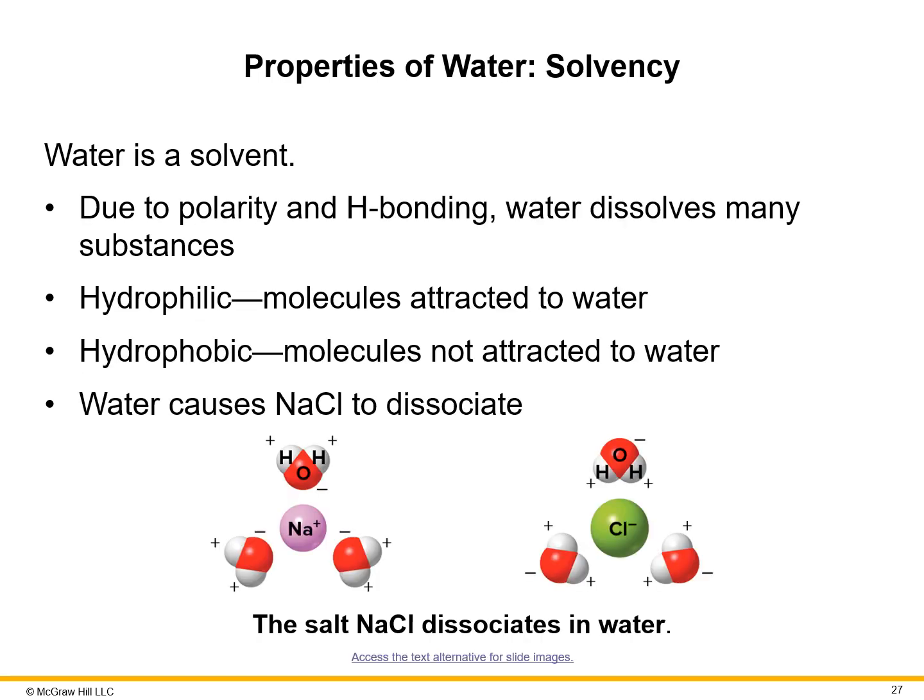So we use terms in biology like solvent and solute. So water is the solvent. It's the thing that does the dissolving. The solute is the thing that goes into the solvent. Like, for example, Epsom salt would be the solute that goes into water as a solvent. Due to polarity and hydrogen bonding, like I was saying, water can dissolve a lot of different things.